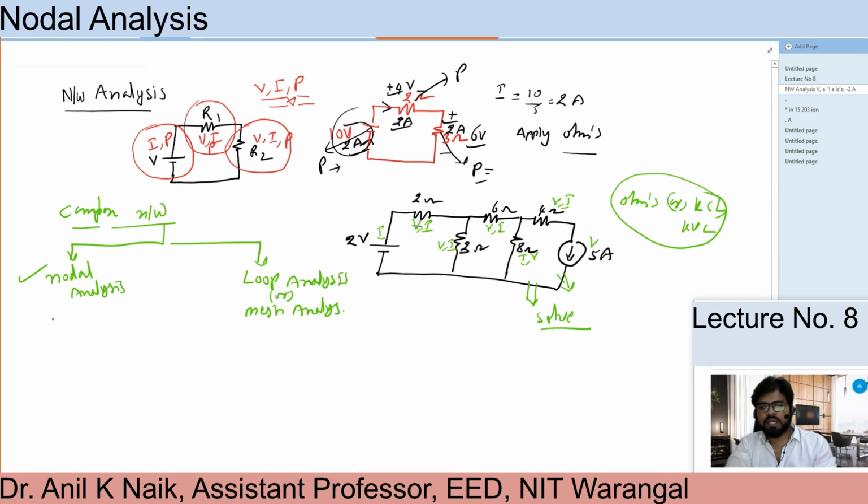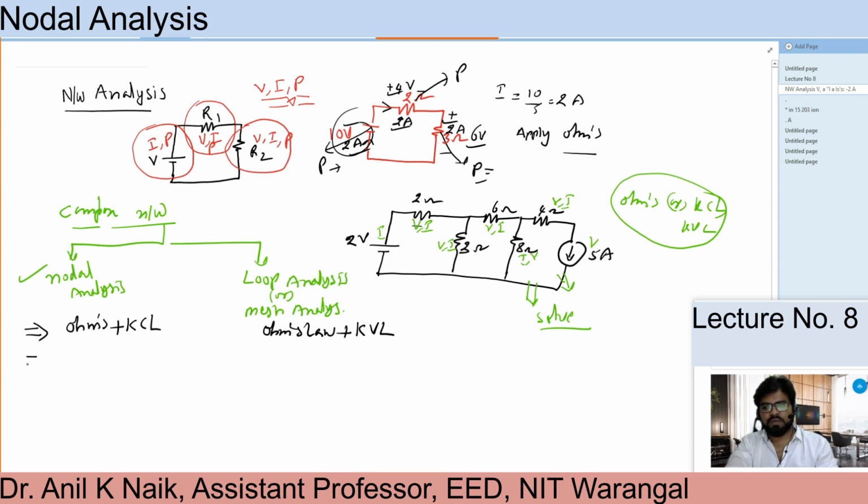So this nodal analysis can be done. It is the combination of Ohm's law and KCL. But loop analysis is the combination of Ohm's law plus KVL, Kirchhoff's voltage law.